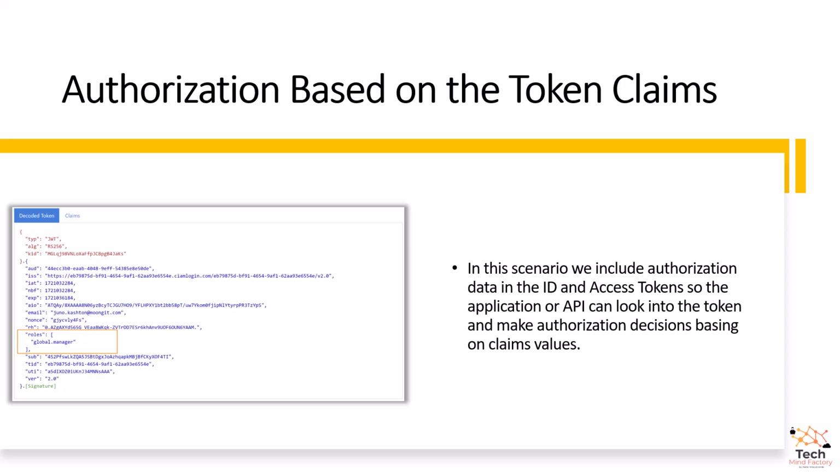In this scenario, we include authorization data in the ID and access tokens so the application or API can look into the token and make authorization decisions based on claim values. If we look on the left side, we can see that in the decoded token, under the roles claim, there is a global manager role assigned. So now, once the application receives the set of tokens, like ID token and access token, the application can look into the ID token of the authenticated user, can check the roles claim, and can see that the user has the global manager role assigned. And now, based on this information, the application can make authorization decisions. For instance, it can decide whether to display a specific section to the user or allow the user to access specific functionalities.